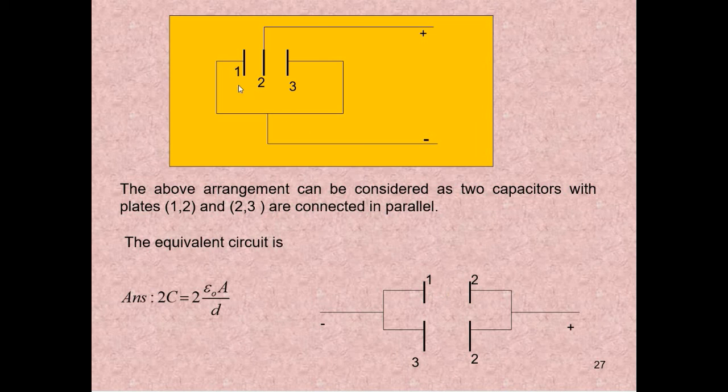See, 1 and 2, one capacitor. 2 is positive. 1 and 3 are connected and go to negative. So this is the equivalent circuit. Final answer 2C. This is C, this is C, separated by the same distance. The area of the plates is the same, but the line has been drawn a little longer, but the area of the plates are all the same. So 2C, 2 epsilon naught A by d. Copy the equivalent circuit, that will help you.